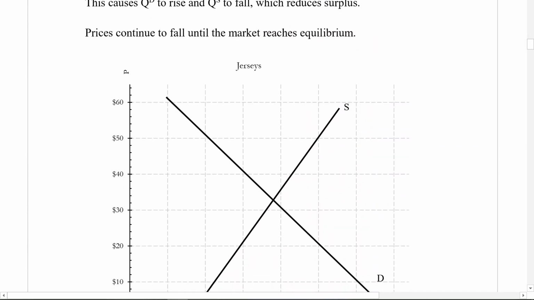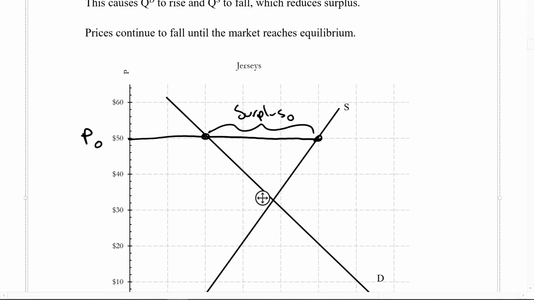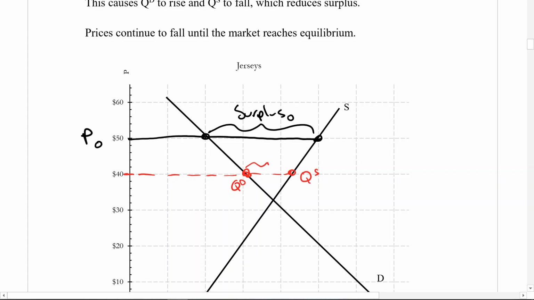They cut the price. So if we were up here at the initial price of 50, and here was the initial surplus, the sellers start to cut the price. So let's do that. We cut the price. Let's bring it down to 40. At 40, here's our quantity demanded. Here's our quantity supplied. And we still have excess supply, quantity supplied greater than quantity demanded. We still have a surplus.